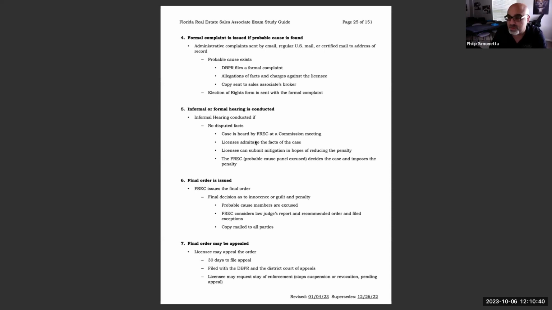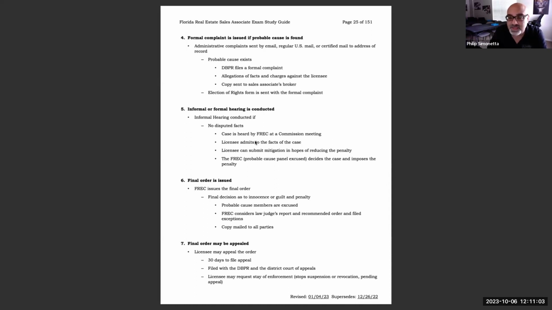Remember the election of rights form? If you get that, you have 21 days to respond. If you don't respond, you're admitting to guilt, right? Okay. Good. So number 5, an informal or a formal hearing is conducted. An informal hearing is conducted if there's no disputed facts. The case is heard by FREC at the commission meeting. The licensee admits to the facts of the case.